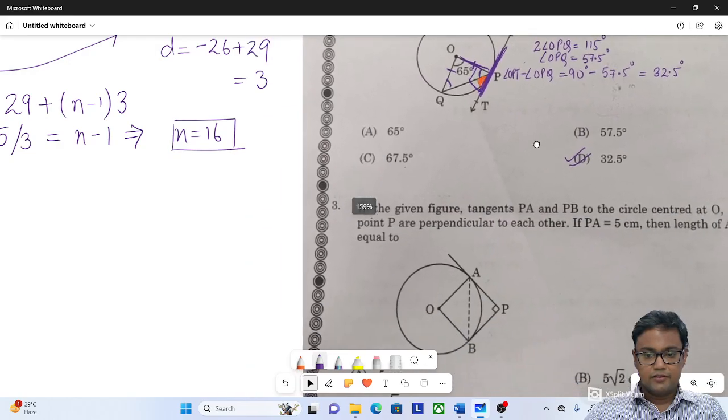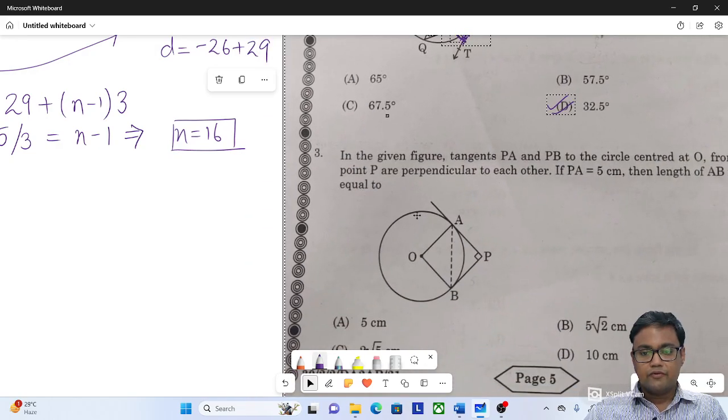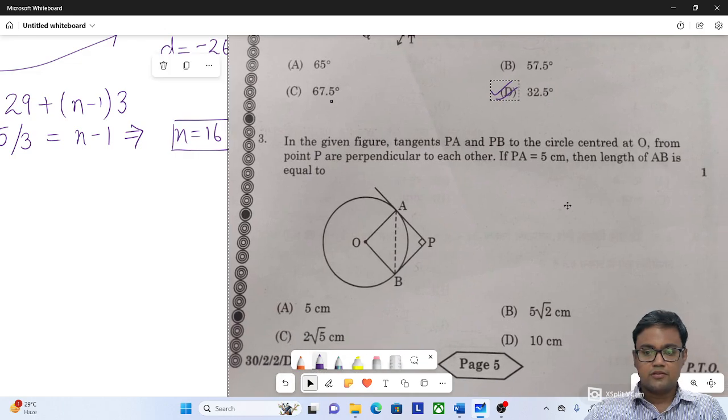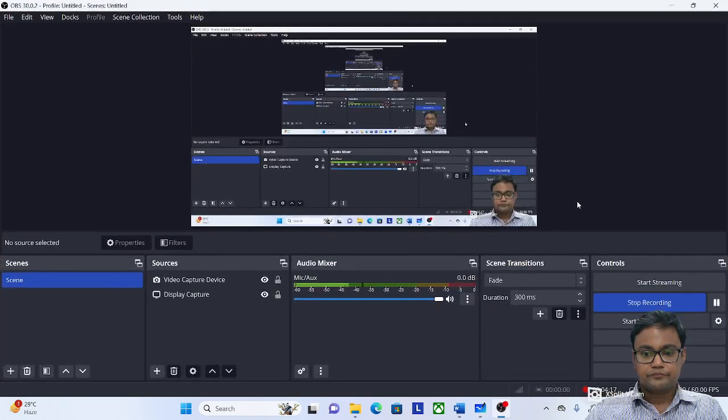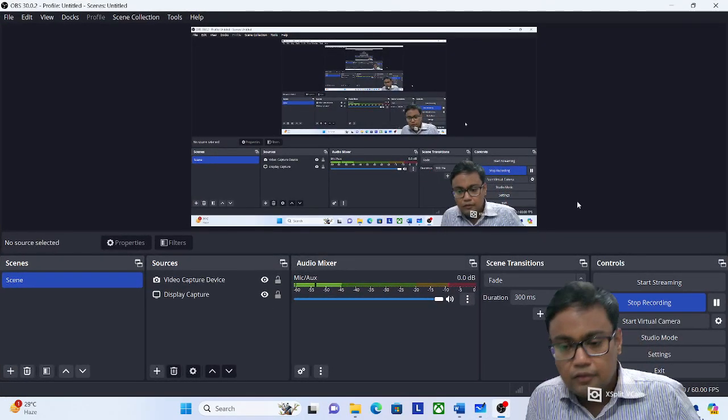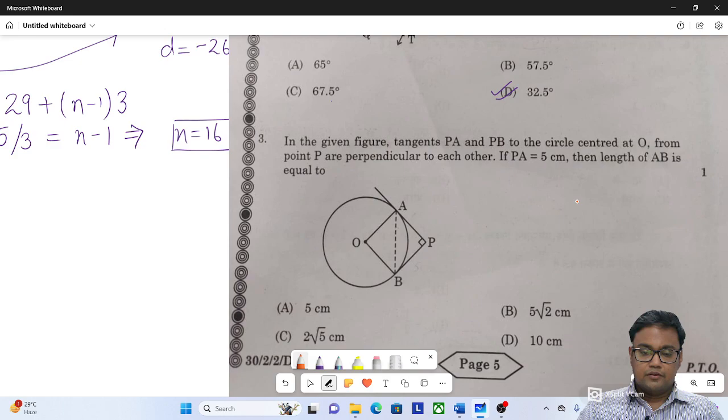Let us see the third question quickly. In the given figure, tangents PA and PB to the circle centered at O, we can see these are the tangents. The lengths of these tangents will be 5 centimeters and 5 centimeters, because from the theorem the lengths of tangents from an external point are equal, and AB is a chord. We wish to find AB.